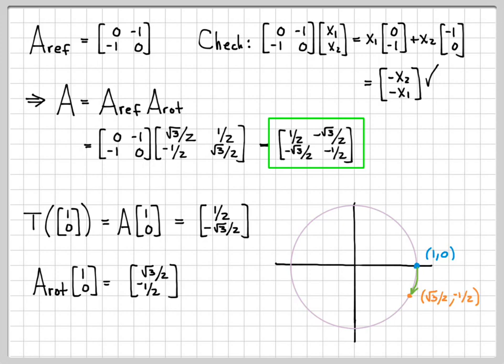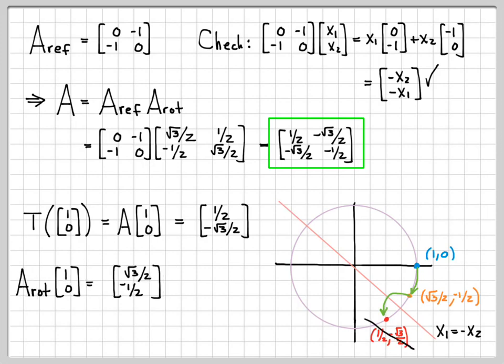Okay? What happens next? The next thing that happens is we're going to get reflected about the line x1 equals negative x2. So there's my best stab at drawing a straight line through the origin with a negative 1 slope. And we're going to get reflected about that line. So if we do that multiplication, if we actually take this vector times a ref, we actually get the point 1/2, negative square root 3 over 2. That reflects us about the line x1 equals negative x2.